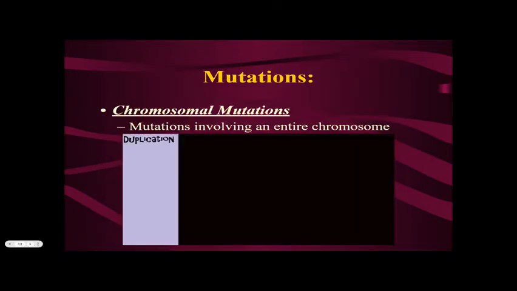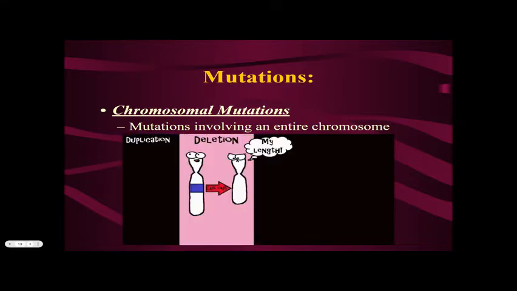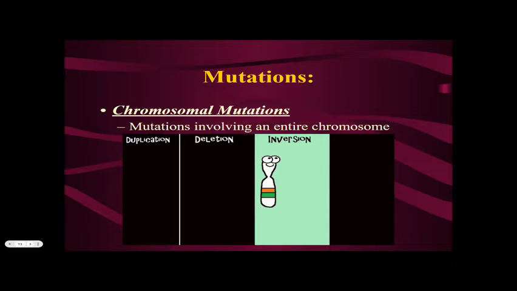And so then that leads us into a second kind of mutation, which are the chromosomal mutations. And these are large mutations that involve an entire chromosome. So these are usually more harmful than a point mutation because we're affecting many genes on a chromosome. And there are 4 different chromosomal mutations.